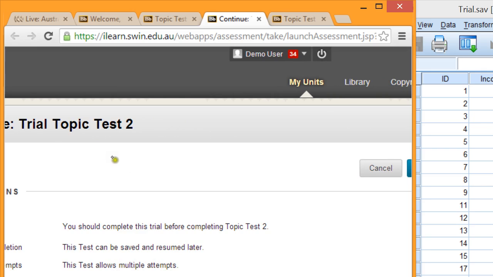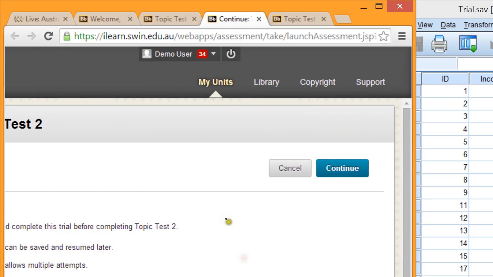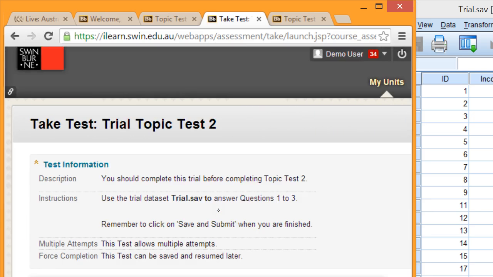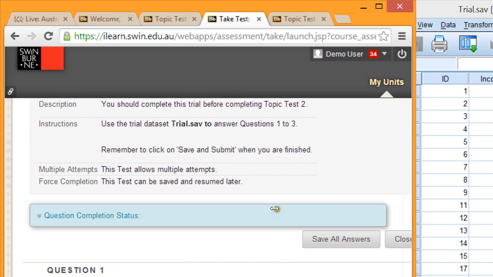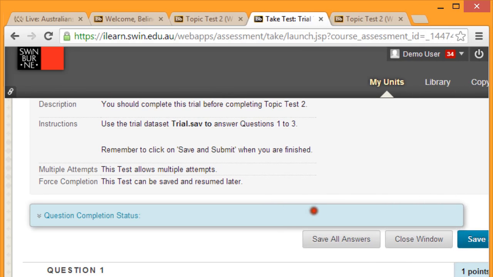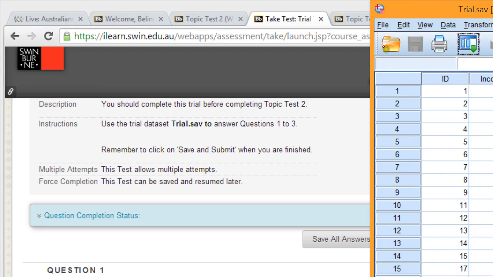The test can be saved and resumed later. It allows multiple tests because the trial topic test is not graded. So let's have a look. The very first question is, use the drop down menu to complete the following sentence. The first person in my data set either composts food scraps or does not compost food scraps. So here, ID 1 is the first person in my data set.